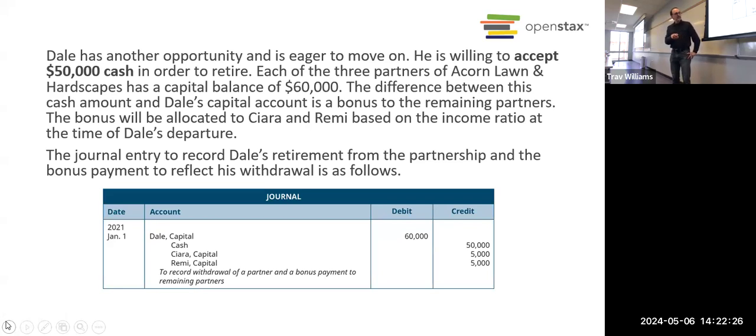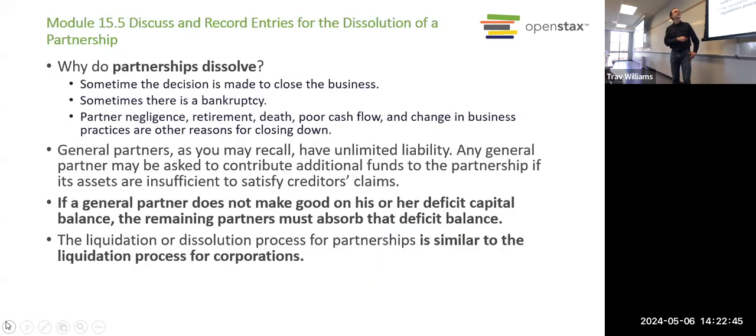Again, if it's Dale, he's clearing out his $60,000, but actually giving bonuses of $5,000 to the other partners. And he's only walking away with $50,000, even though he had $60,000 in capital. Okay, questions or comments?